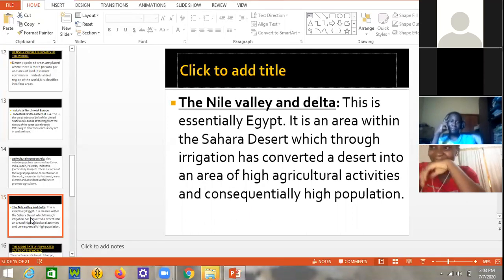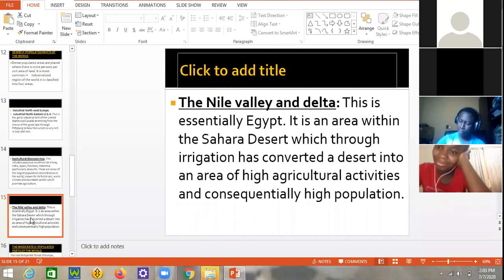The Nile is found in Egypt. That is why there is a popular saying that says, no Nile, no Egypt. Egypt, as you know, is in North Africa. It's a Northern African country, and it's almost likened to a desert. But because the Nile is there, it has given birth to large agricultural activity. As a matter of fact, agriculture in Egypt is throughout the year. Whether there is rain or no rain, agricultural activity is going on there.